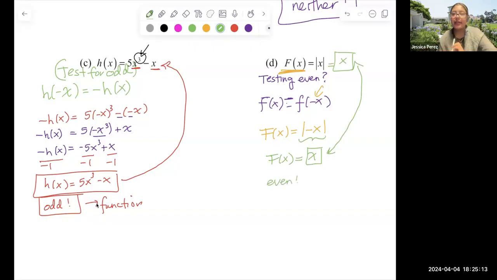This function is even. A function cannot be even and odd at the same time, okay? It's either even or odd. Because we already found that this is even, it cannot be odd. Okay, so you're either one or the other. Is that clear, everybody?